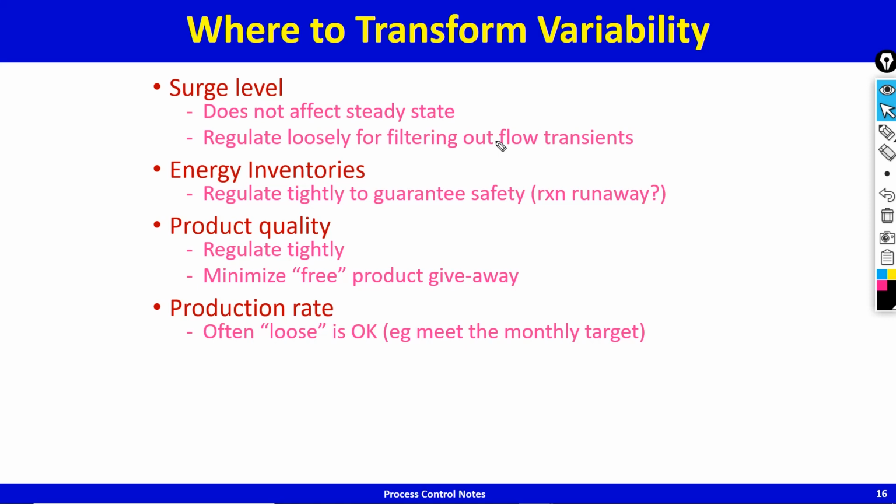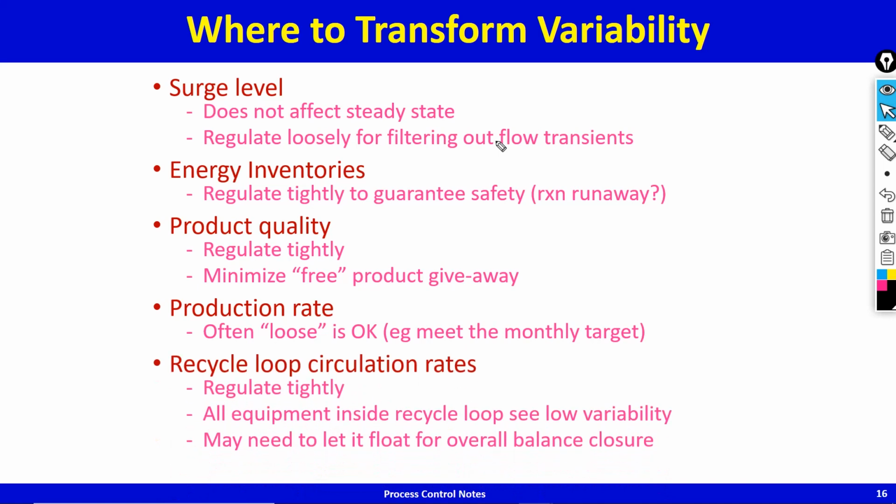So on a daily operation basis, you don't have to operate on target on all 30 days of the month. On some days you can be high, on some days you could be low, on some days you could be where you need to be, and so some variability in the production rate is okay. Production rate needs to be controlled, but often loose control of production rate is just fine.